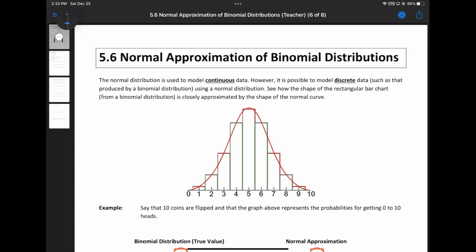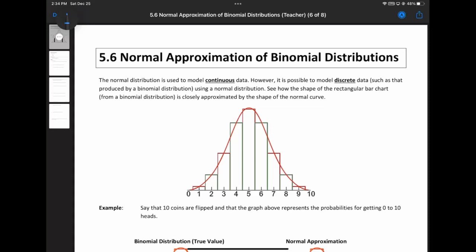Welcome back. In this lesson, we're going to take a look at using a normal distribution, which we learned back in Unit 1, which is for continuous data, and we want to see if we can use it to approximate things that are binomial distributions. And you might be asking yourself why. Trust me, you will understand by the time this lesson is over why we want to do this approximation.